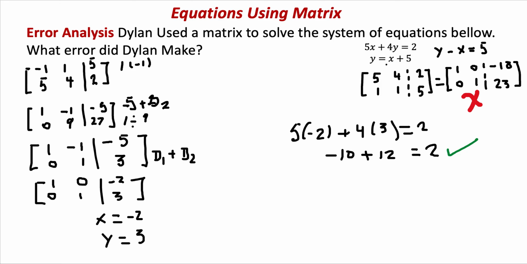And now we are looking at the second equation. The second equation is y is equal to x plus 5. So instead of the y, we plug in 3, is equal to the x, which in fact is minus 2, I'm sorry, minus 2 plus 5. This side is 3, and minus 2 plus 5 is 3, so this holds. It means that the solution for this system of equations is x equals minus 2 and y equals 3. So we solved this problem with the matrices.